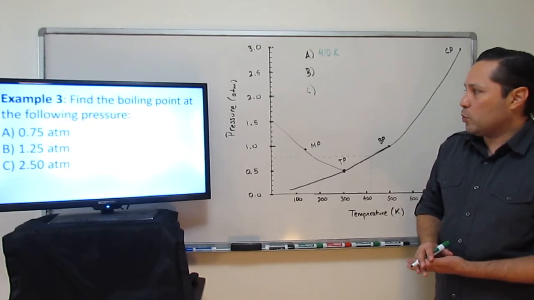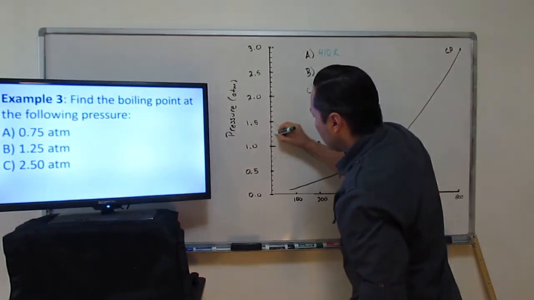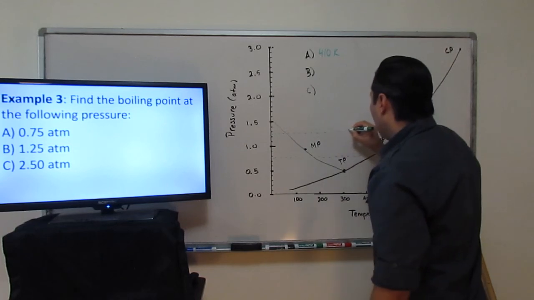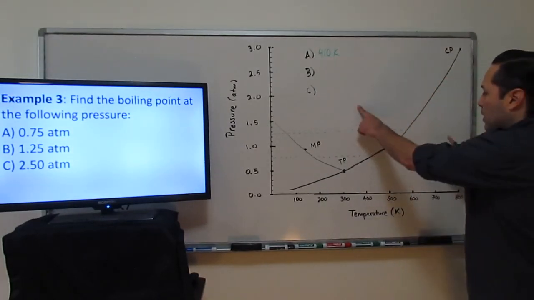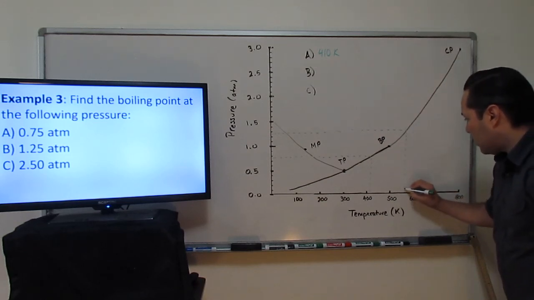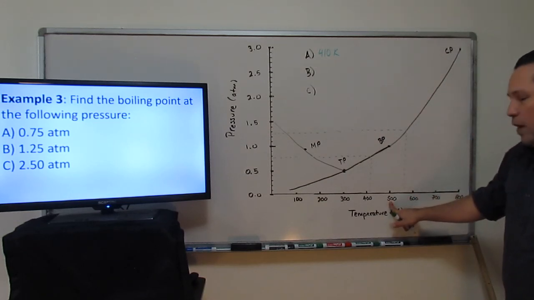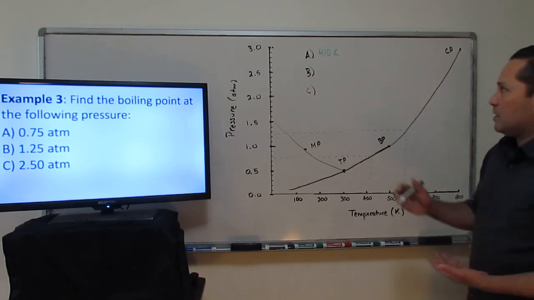The next one, 1.25. So here's 1, there's 1.5, so in the middle. Again, we're going to draw a horizontal line. When we hit this line right here, again between the liquid and the gas, we're going to go down and read the number that's right here. It's somewhere between 500 and 600 Kelvin. Slightly after it, we're going to take a guess at around 560 Kelvin.